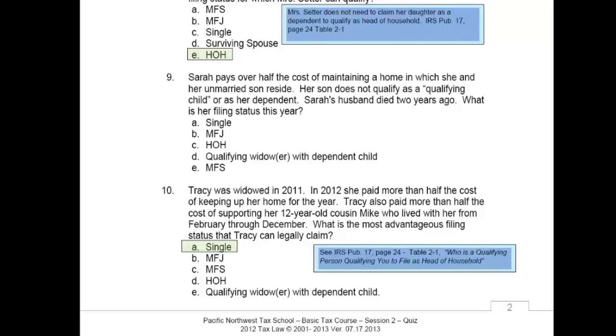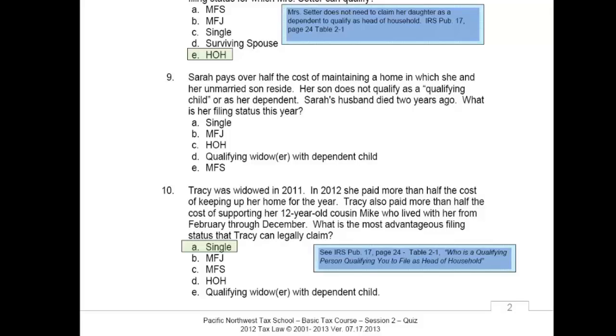A, single, B, married filing joint, C, married filing separate, D, head of household, or E, qualifying widower with a dependent child. Well, you might think the answer is D, head of household, but it's not. It's single. And let's figure out why single is the only filing status that is available to Tracy.